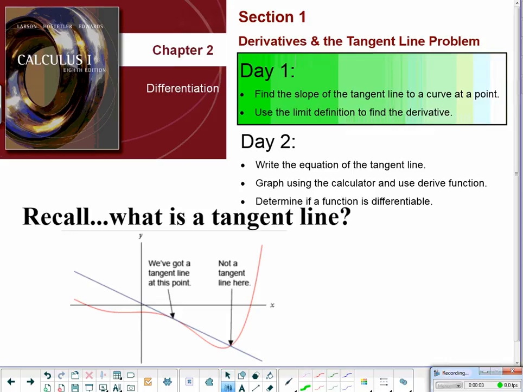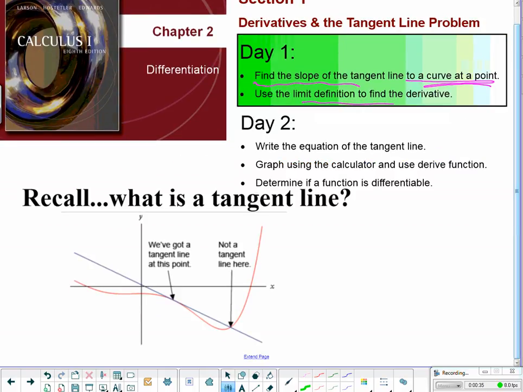Looking at the new chapter, we're on chapter 2, section 1, and we're going to focus on derivatives during this chapter. So day 1, you can see here what the objective of the day is. Let's find the slope of the tangent line to a curve at a point, and then we'll use the limit definition to find the derivative.